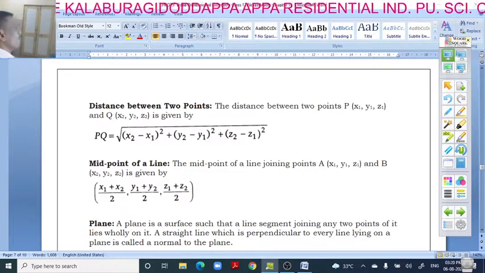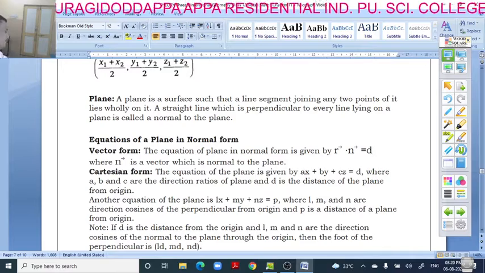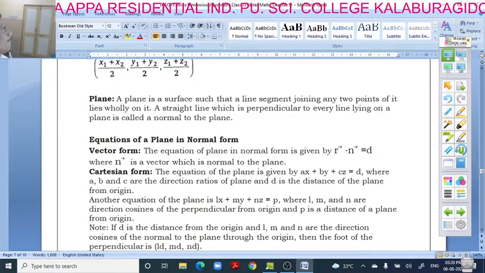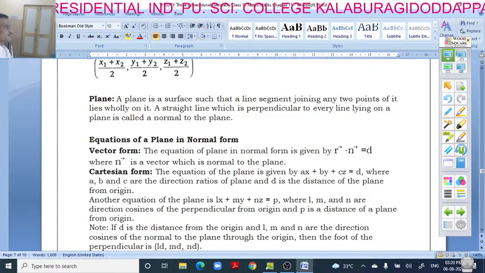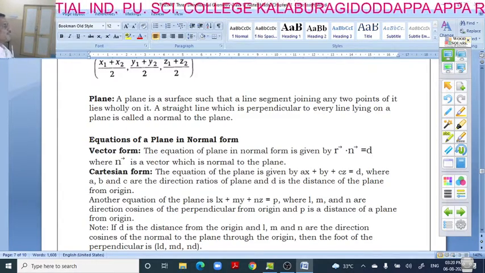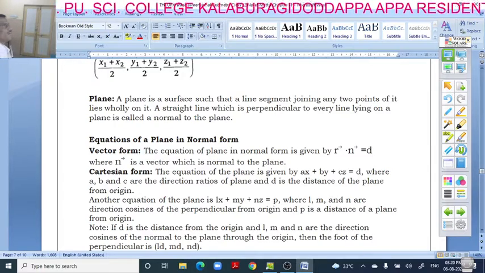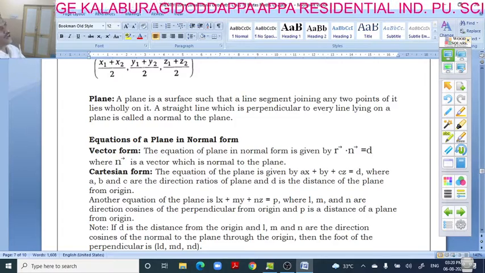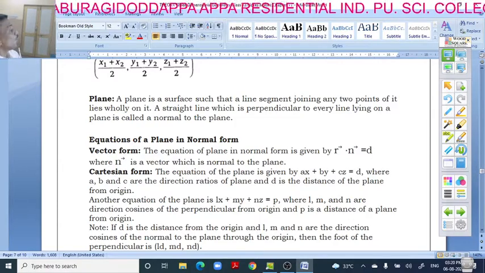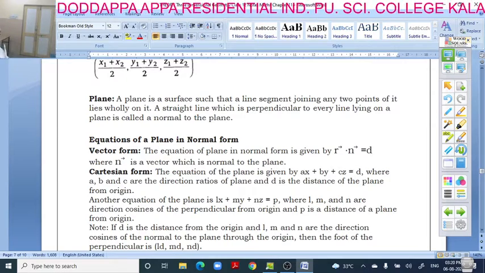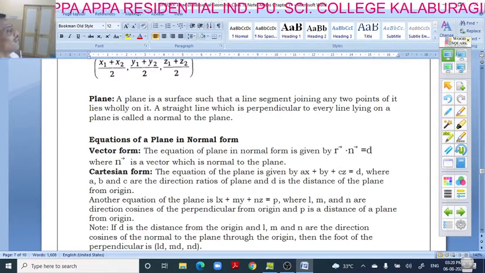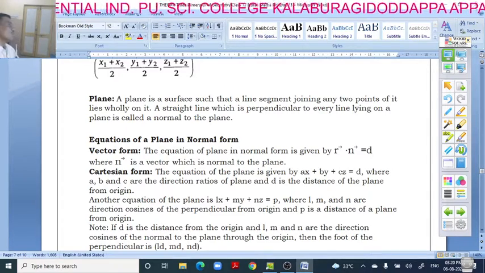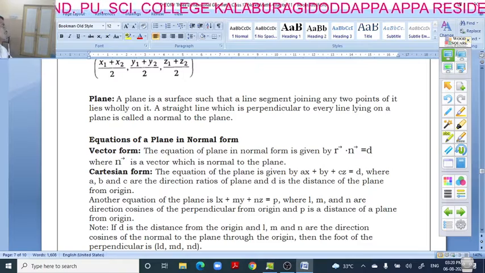So next important concept in 3D is a plane. Instead of considering a straight line, you may consider a plane. Then the concept behind this plane in 3D we are going to study. So we are defining what is meant by a plane. A plane is a surface such that a line segment joining any two points of it lies only on it. A straight line which is perpendicular to every line lying on a plane is called a normal to the plane. So the concept of normal is also used in case of plane.